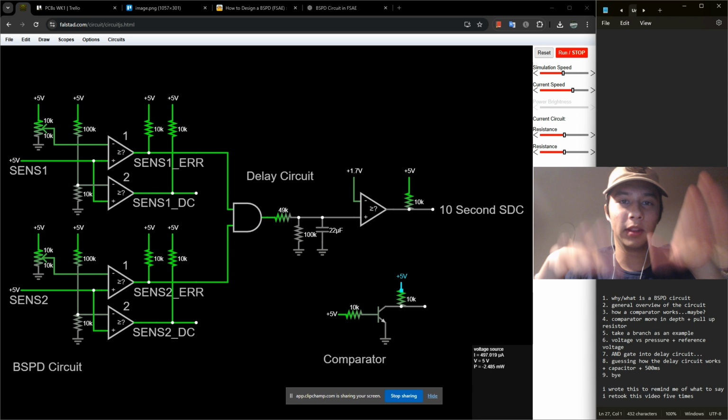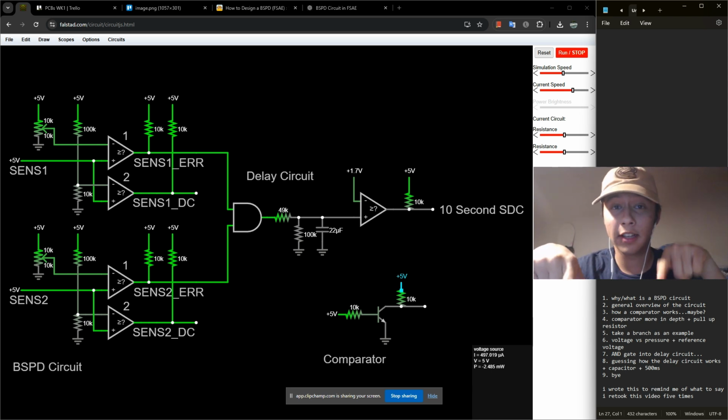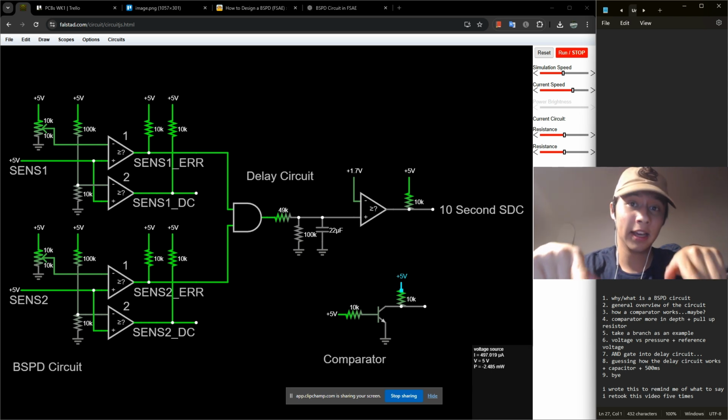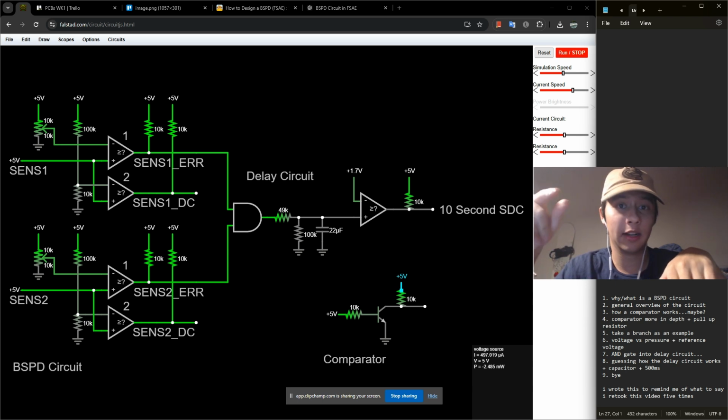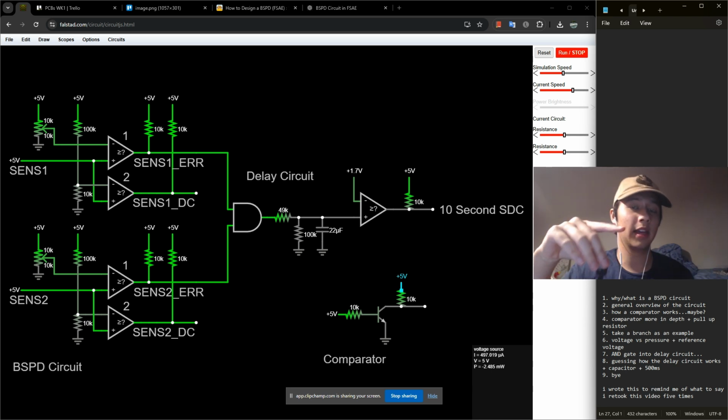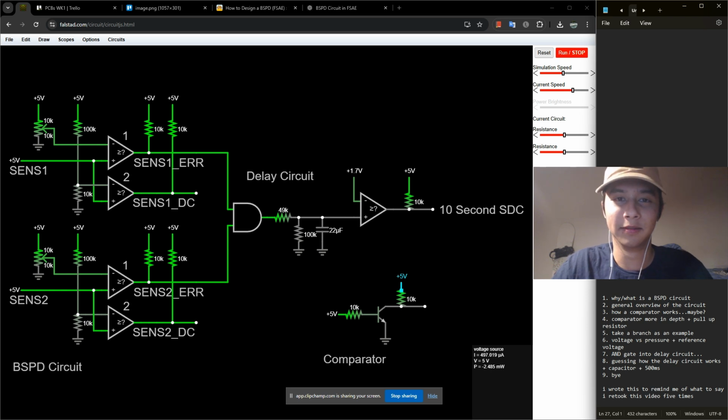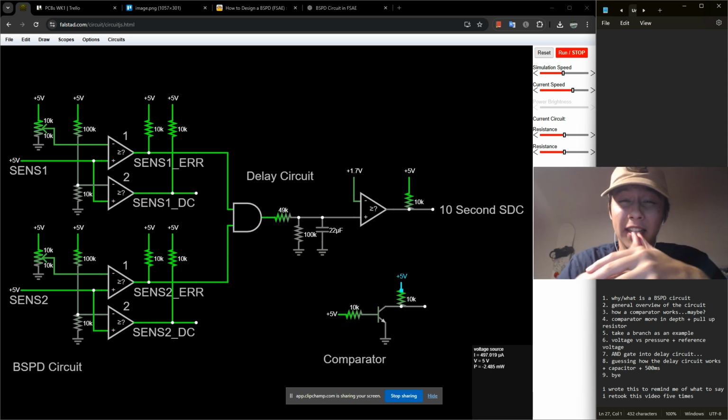It checks if both the pedals for the throttle and for the brake are being pressed at the same time. And if they're being pressed for, I think, 500 milliseconds, then it will start to shut down the car for 10 seconds so that the engine doesn't die and the driver doesn't, I don't know, do bad things. Okay, so that's the general overview of what the BSPD circuit does.